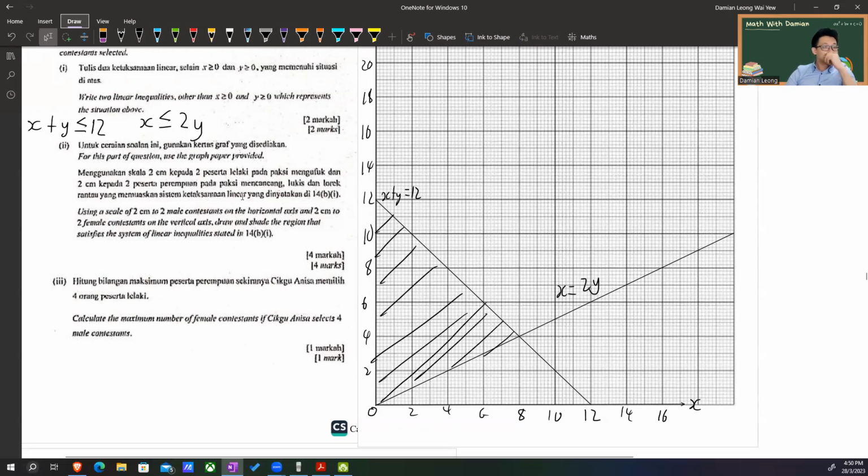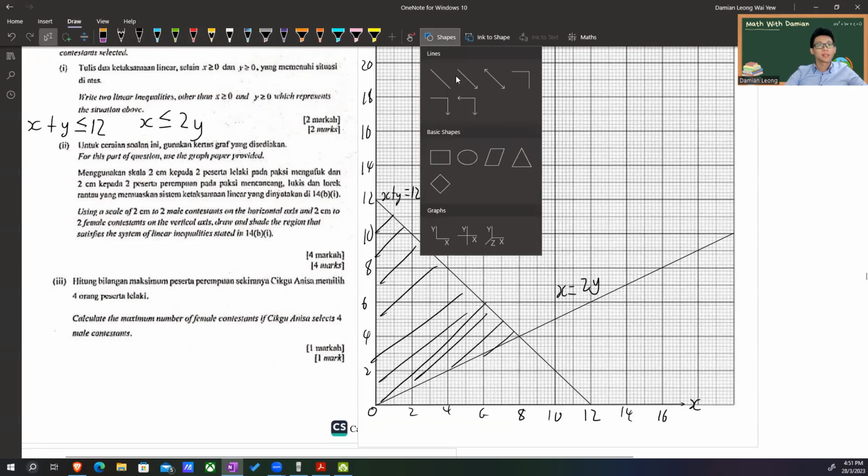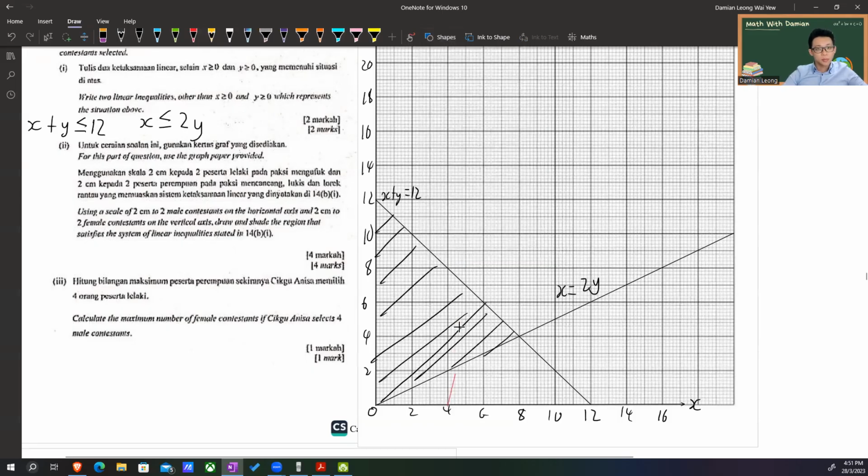Then calculate the maximum number of female contestants if there are 4 male contestants. 4 male contestants means X is 4. So we look at where X is 4. Here, the highest point goes to 8. So the maximum is 8. Maximum Y, basically.